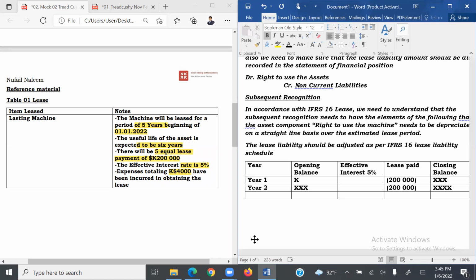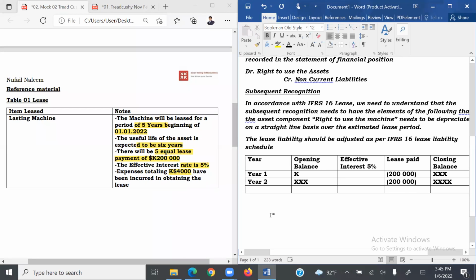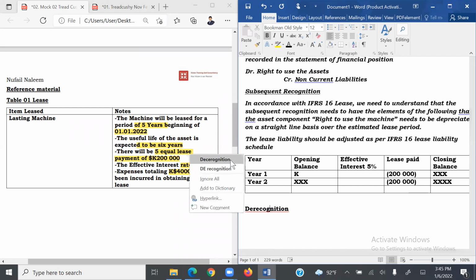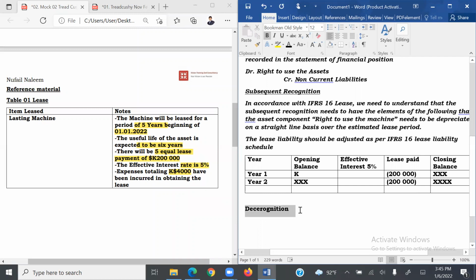So what I will do next is, students, after going into the subsequent measurement, let's come to the next one, students. The next one we are going to focus on is derecognition. So coming into the derecognition, students, it's very simple. So I'll write down here, students.